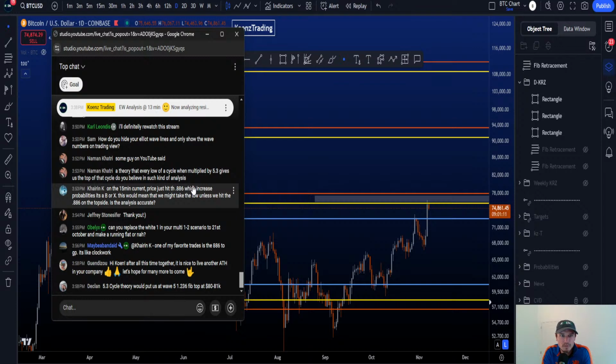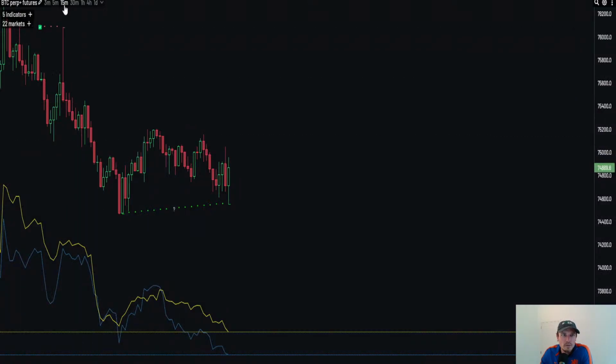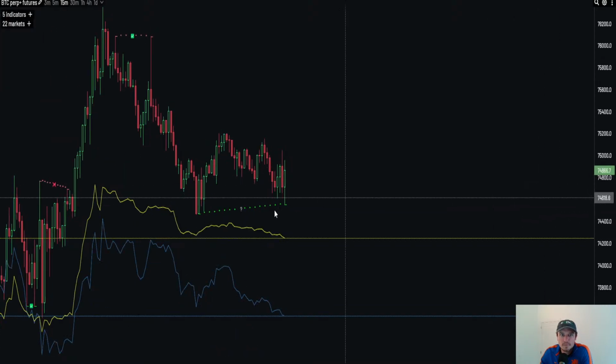On the 50-minute current, price just hit the 886, which increases probabilities it's a B or X. We might take the low unless we hit the 886 on top. Is the analysis correct? Quickly checking here. So yeah, the fact like price here touched the 886, right? If you take a fib from the low to the high, price touched the 886.